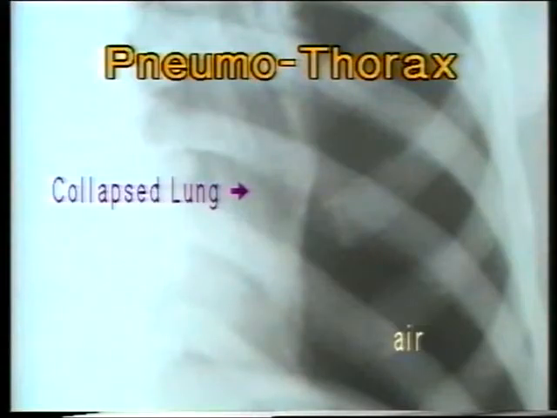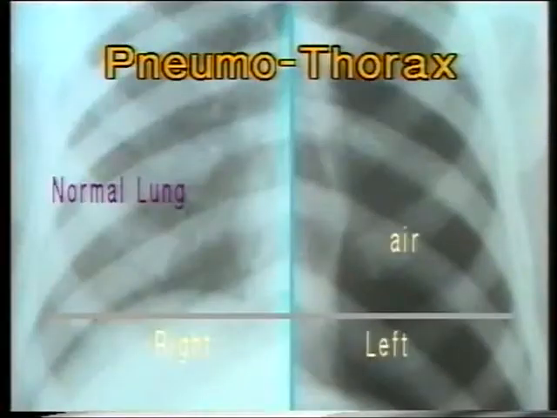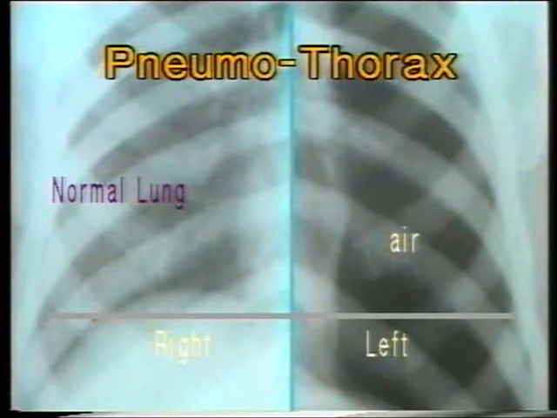Now in this view, compare the normal lung on the right side with pneumothorax on the left side. Absence of bronchovascular markings is better appreciated when compared with the normal lung on the opposite side.